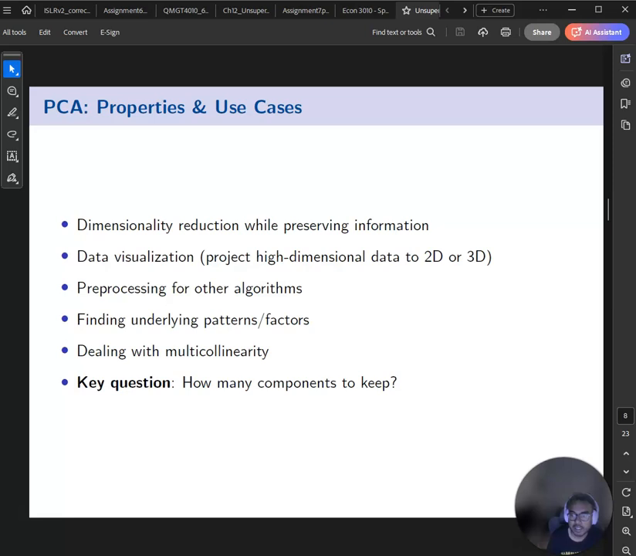It can also help us find underlying patterns or factors in our data that aren't obviously visible to us from the original variables. Another practical use is dealing with multicollinearity, where our variables are highly correlated with each other, which can cause problems in some analyses. A key question over here is then how many components to keep, and that's what we will talk about next.